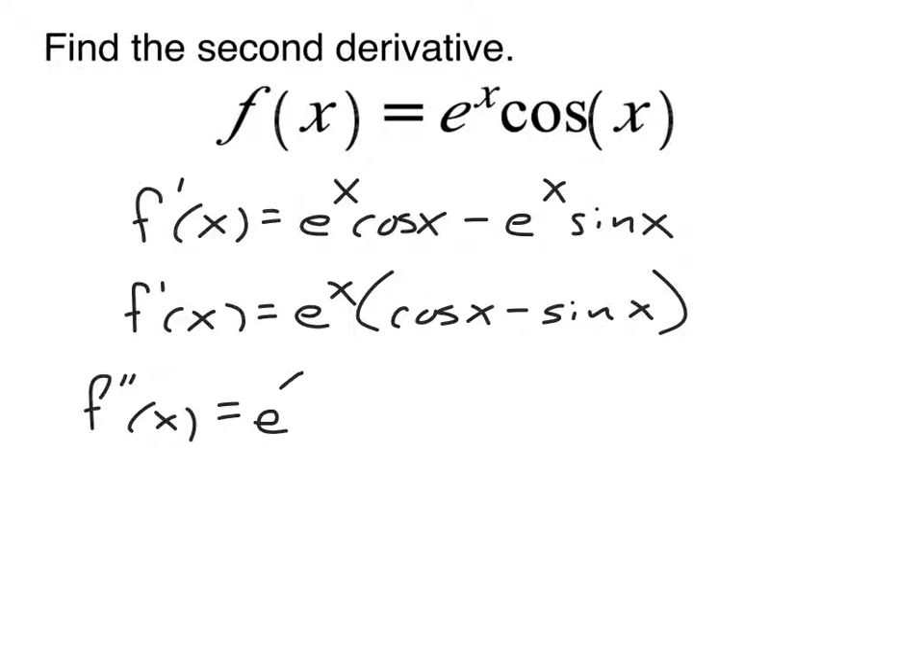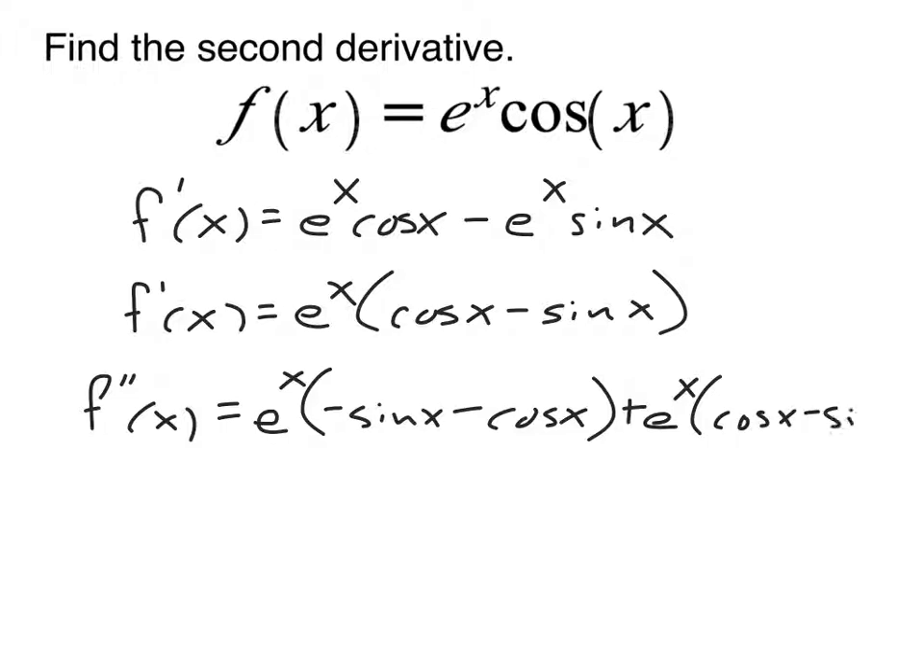So that's the original e to the x times the derivative of cosine minus sine, which is a negative sine, minus cosine. Okay? Then that is plus derivative times original. So that's e to the x times the cosine of x minus sine of x.